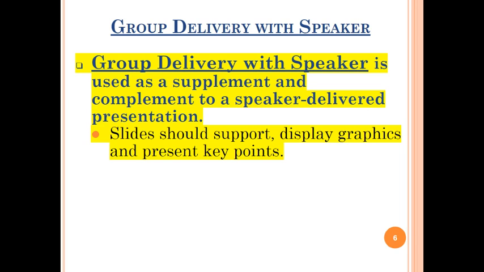So a good example of this would be when we were in school and you had your classmates and you were all together in class. That would be your group. And your teacher was giving you a presentation on some kind of science experiment that you were going to do. That is a group delivery with a speaker. The speaker is the teacher, the group is the class, and they are presenting to the group all at one time.